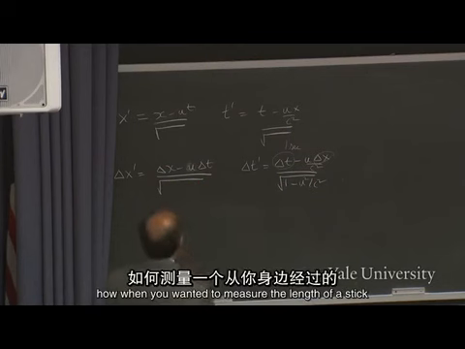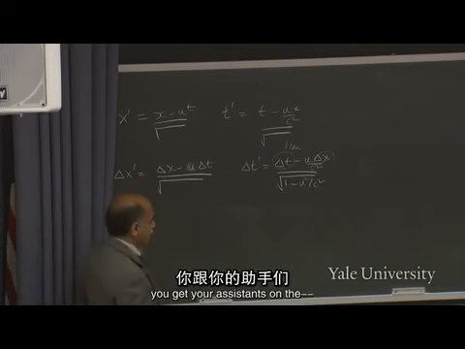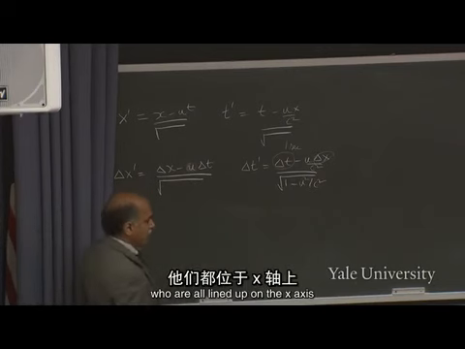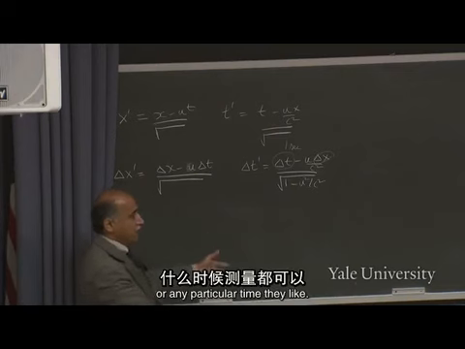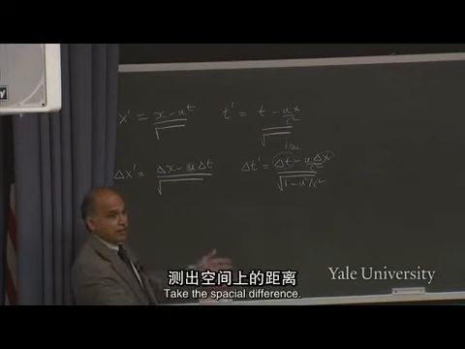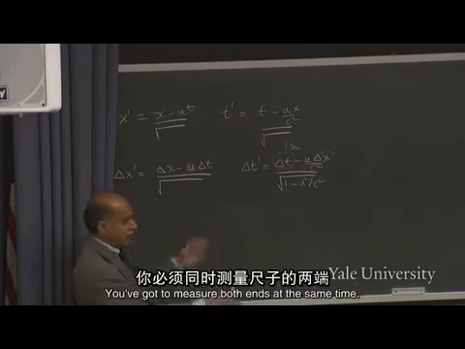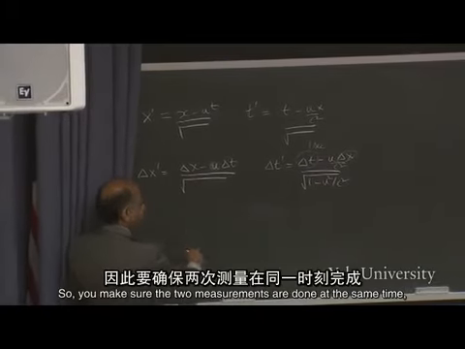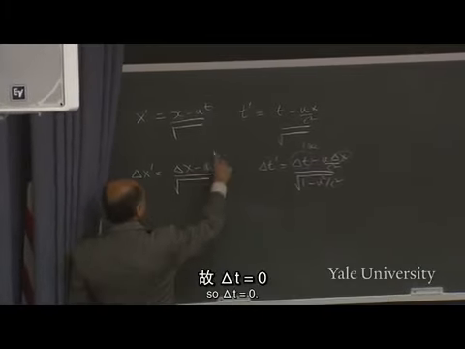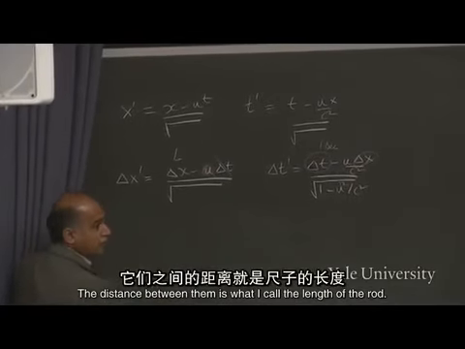Then I showed you how, when you want to measure the length of a stick which is traveling past you, you get your assistants who are all lined up on the x-axis to measure the two ends of the rod at any particular time they like and take the spatial difference. That's the meaning of the length of a moving rod. You've got to measure both ends at the same time. So you make sure the two measurements are done at the same time, so delta t is 0. The distance between them is what I call the length of the rod.